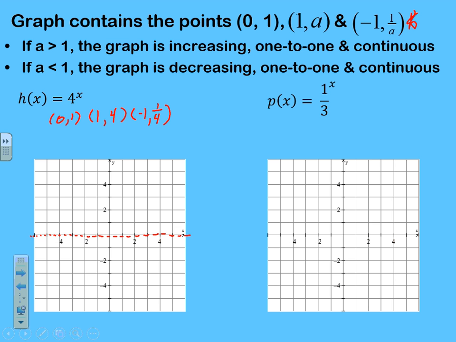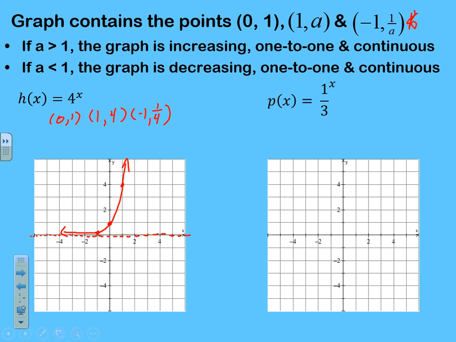And let's go ahead and plot our points. We have (0, 1), we have (1, 4), and (-1, 1/4). Now I'm just going to approximate where that one is. And because the base is greater than 1, it will be increasing, and there is the sketch of what the exponential function would look like.